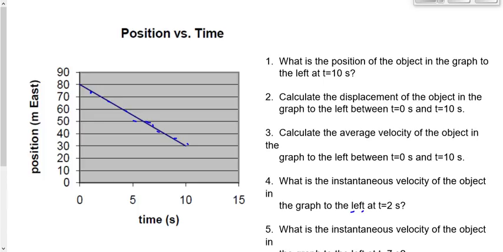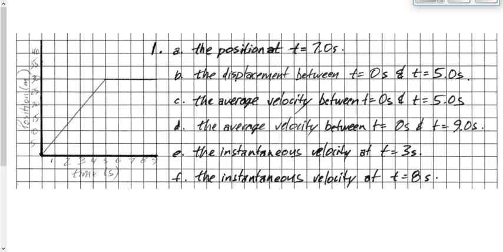All right, we have 3 questions for homework, and we're going to take a look at those 3 questions now. Let's start with question number 1. We want to find the position at 7 seconds. How do you find the position on a position time graph? Up and over, yeah, up and over. So at 7 seconds, we're going to go up and over. The position is going to be 30 meters.